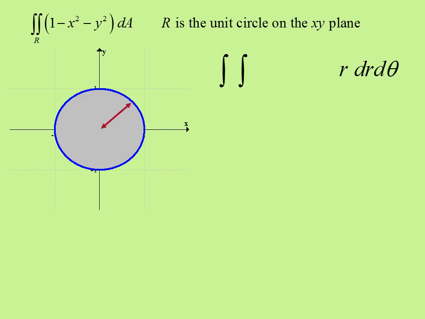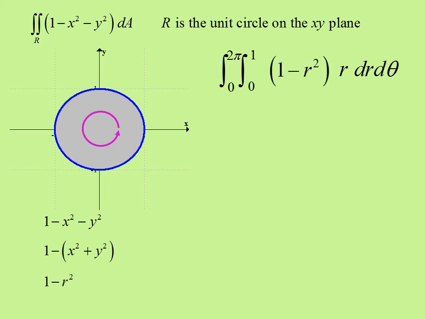We want r to go from 0 to 1, and we want theta to go from 0 to 2 pi. So again, this is referred to as a polar rectangular region in your textbook. However, the integrand, 1 minus x squared minus y squared, also needs to be converted. We can rewrite this as 1 minus, and then parentheses, x squared plus y squared. We can replace x squared plus y squared with r squared, and that would be our integrand.